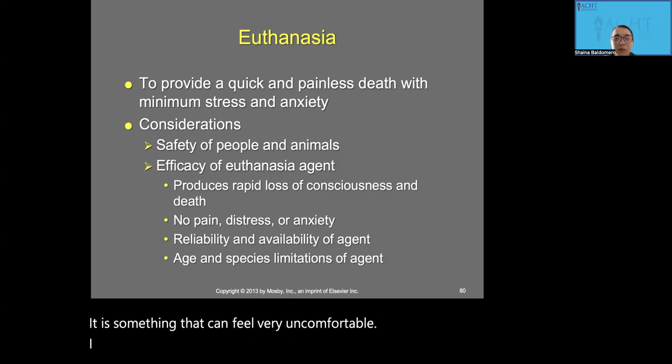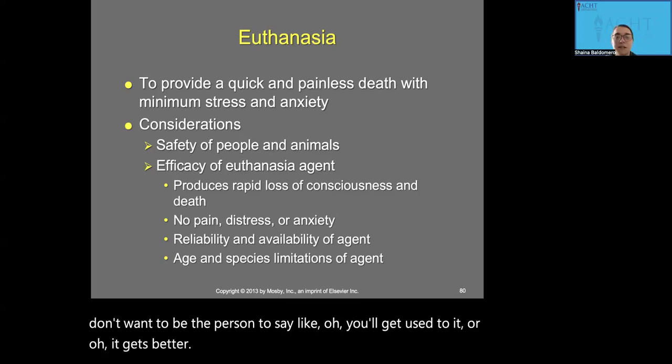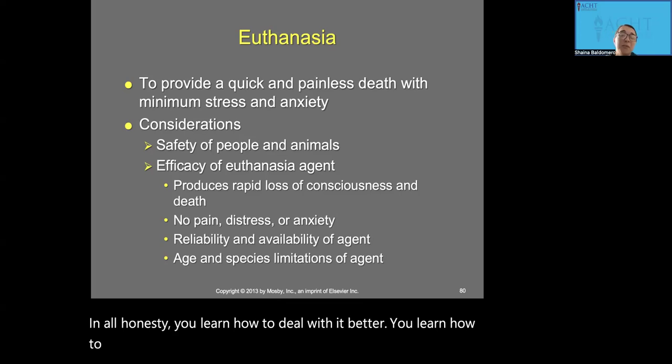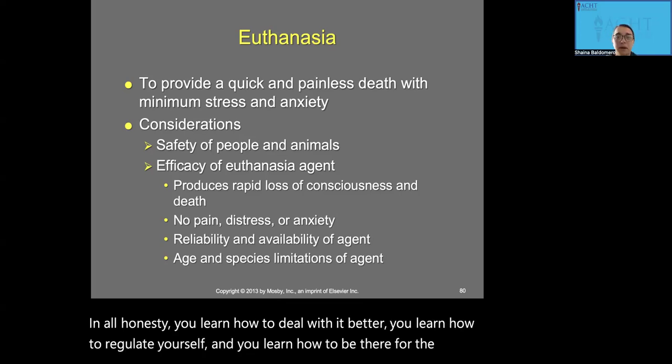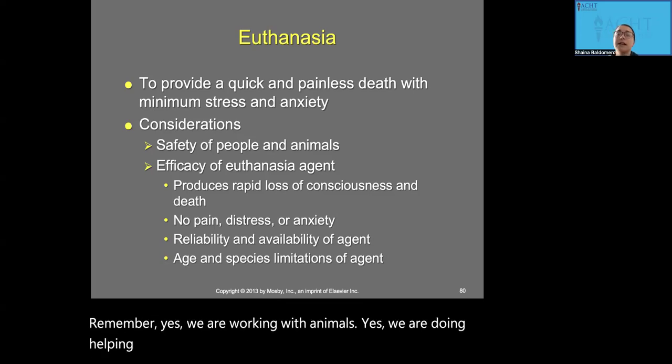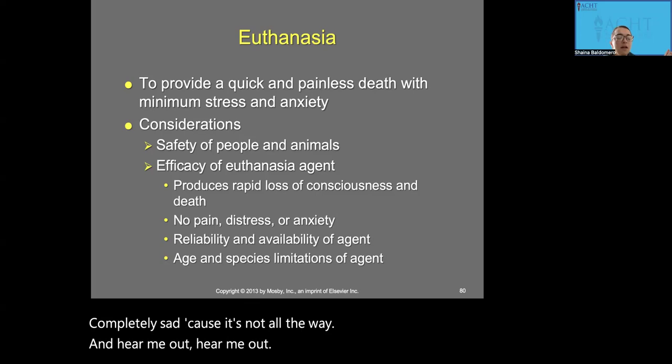I would like to give you a little bit of comfort around this topic. I don't want to be the person to say, oh, you'll get used to it or oh, it gets better. In all honesty, you learn how to deal with it better. You learn how to regulate yourself and you learn how to be there for the owners. Remember, yes, we are working with animals. Yes, we are helping with this procedure. Yes, it is sad. But I try not to view it as completely sad because it's not all the way. And hear me out. Again, euthanasia is to end suffering.